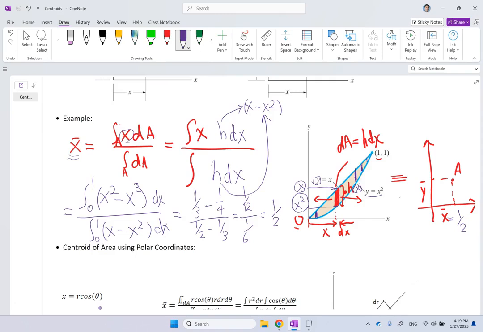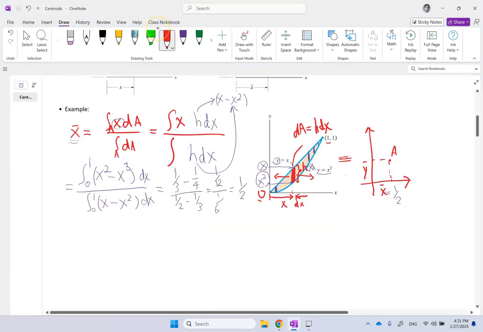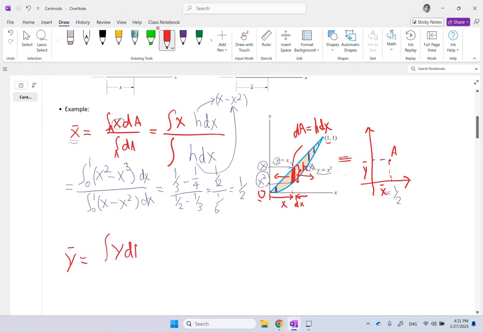Now let's go to y bar. So how do we calculate y bar? Remember, y bar was integral of y dA over integral of dA. Now, do I need to calculate this integral of dA one more time? No. Why? Because that's just the area. And guess what?